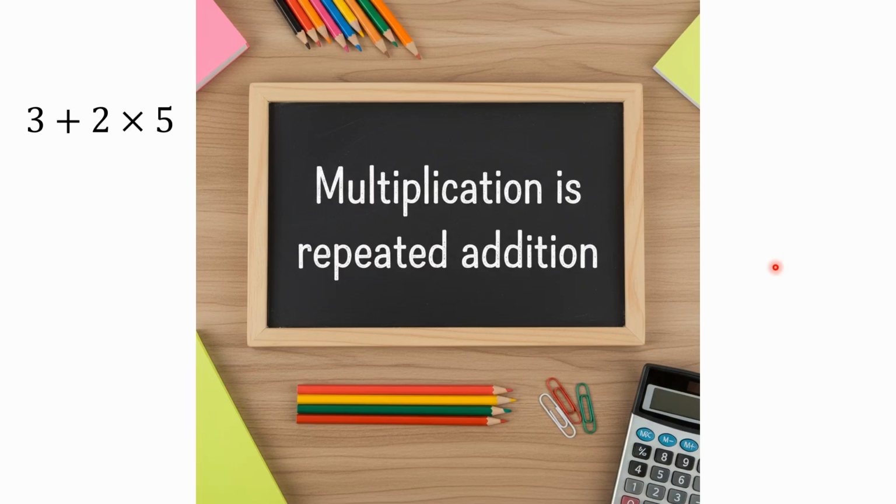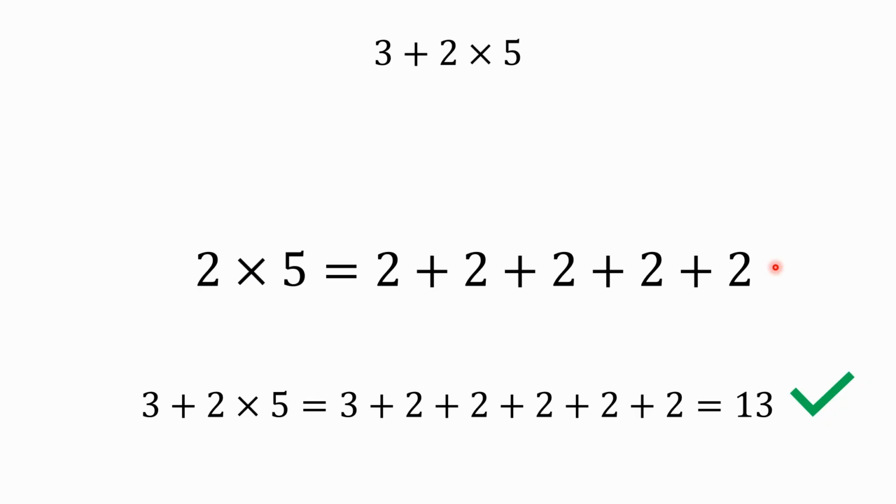Multiplication is also repeated addition. That's one of the basic definitions of multiplication. It's repeated addition. Think of it as shorthand. When you have 3 plus 2 times 5, the 2 times 5 is the same thing as adding 2 5 times. You can replace the multiplication with equivalent addition, and you're still going to get the same answer. So 3 plus 2 times 5 is the same as 3 plus 2 plus 2 plus 2 plus 2 plus 2, and that all equals 13.